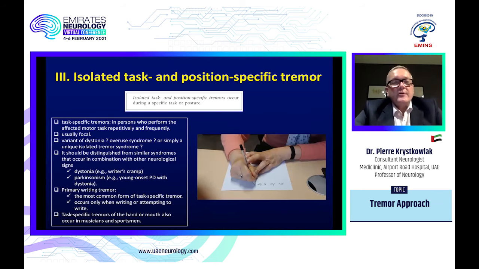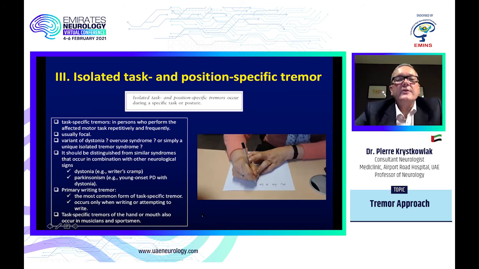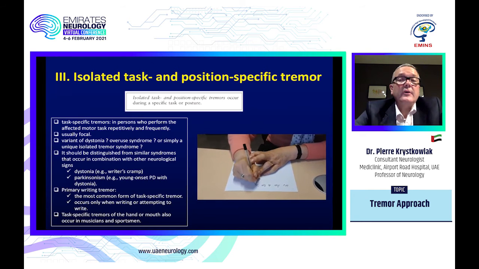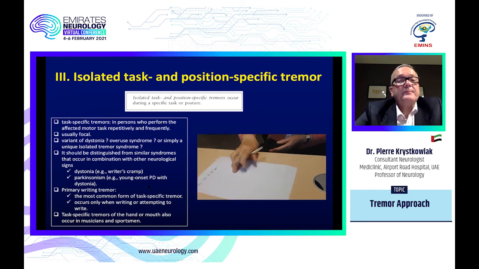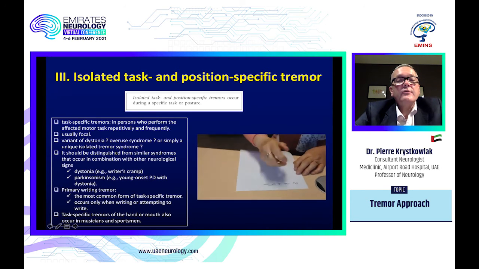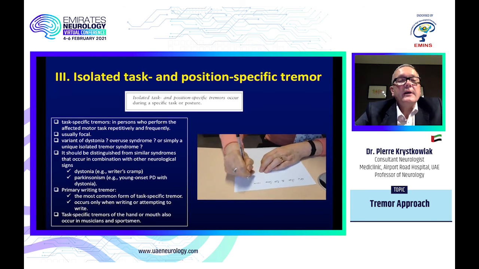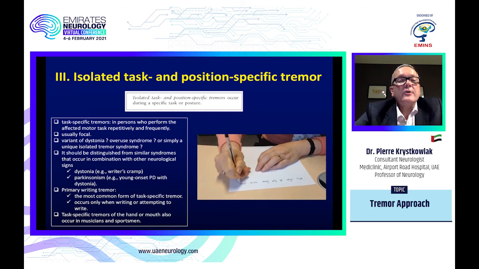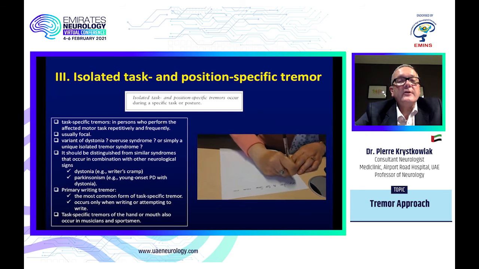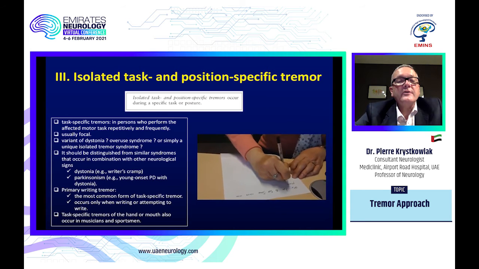Now let's move to the next part of this tremor syndrome classification, with isolated task- and position-specific tremors. These tremors occur specifically during a task or a posture. It's usually focal. Is it a variant of dystonia? Is it an overuse syndrome, or simply a unique isolated tremor syndrome? It's still debated. It should be distinguished from similar syndromes that occur in combination with other neurological signs, such as dystonia, for example writer's cramp, or Parkinsonism, for example young-onset Parkinson's disease with dystonia.